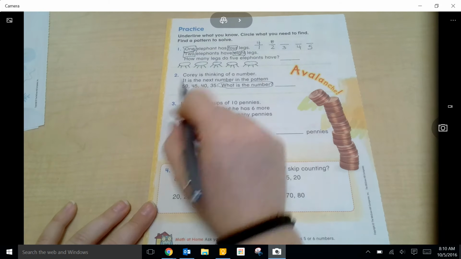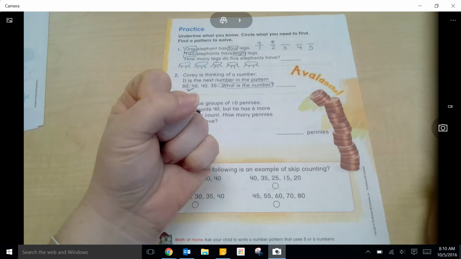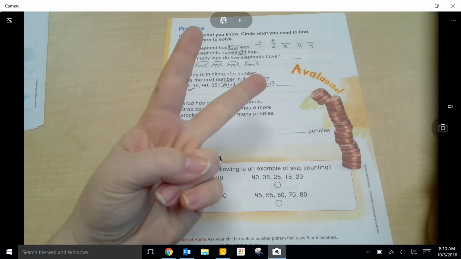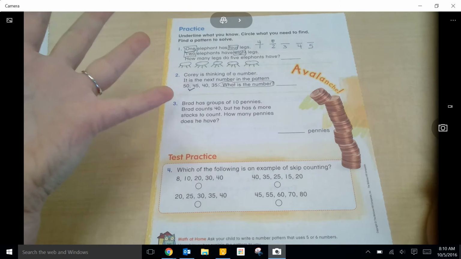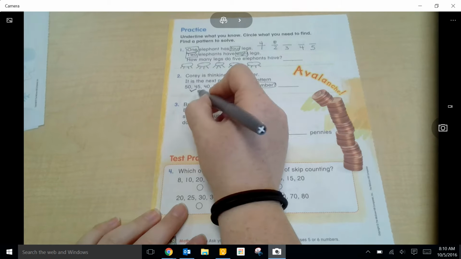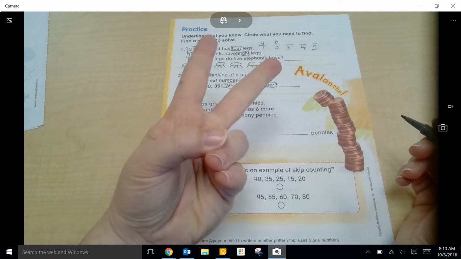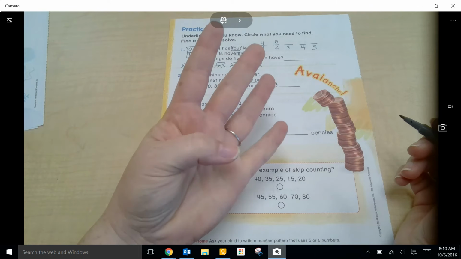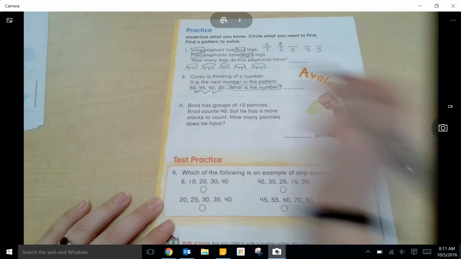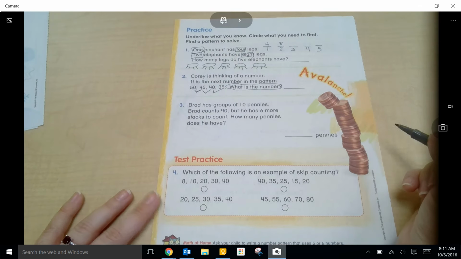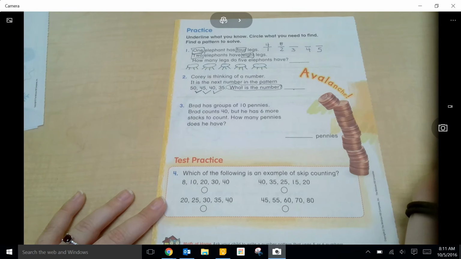I can see what is the pattern between these two numbers. 50, 49, 48, 47, 46, 45. I went down 5. I'm going to check from here to here. 45, 44, 43, 42, 41, 40. I went down 5. I want you to check what the distance is here, what that pattern is, and then you'll be able to find your answer for right here.